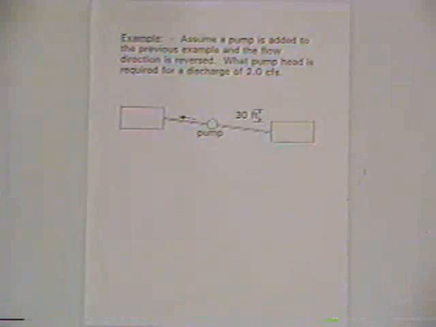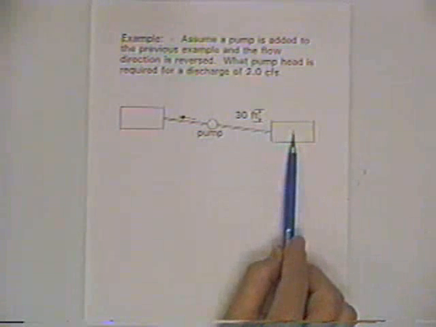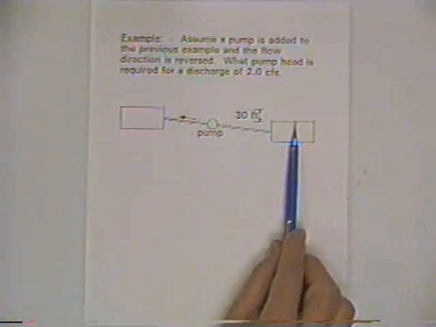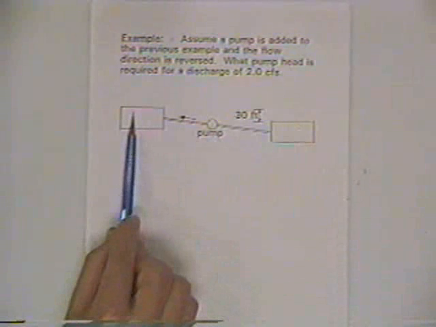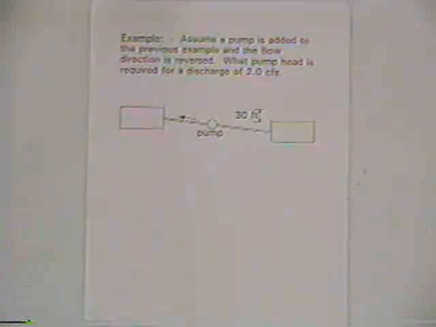Okay, we enjoyed the problem so much, we're going to do it all over again. And the only thing we're going to do differently is we want the water to go the opposite way. Now, water normally runs downhill, and so to get the water to go from a storage facility that has a lower water surface up to a higher storage facility, we're going to have to put in a pump.